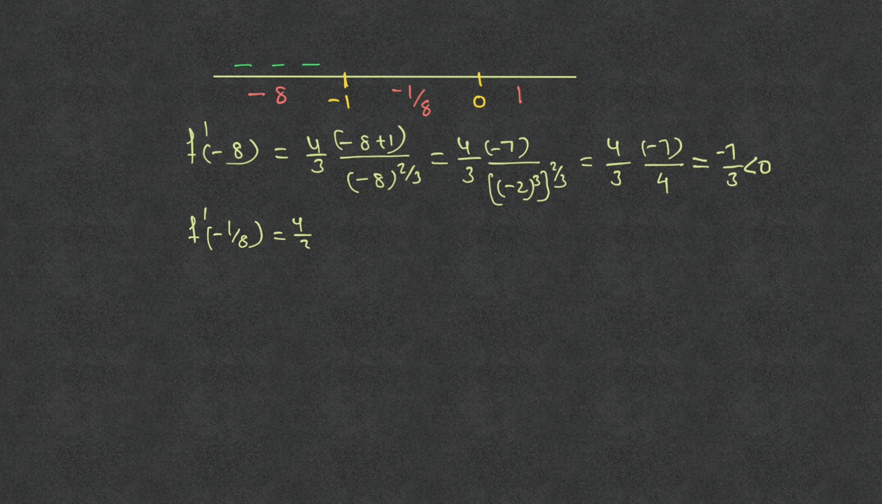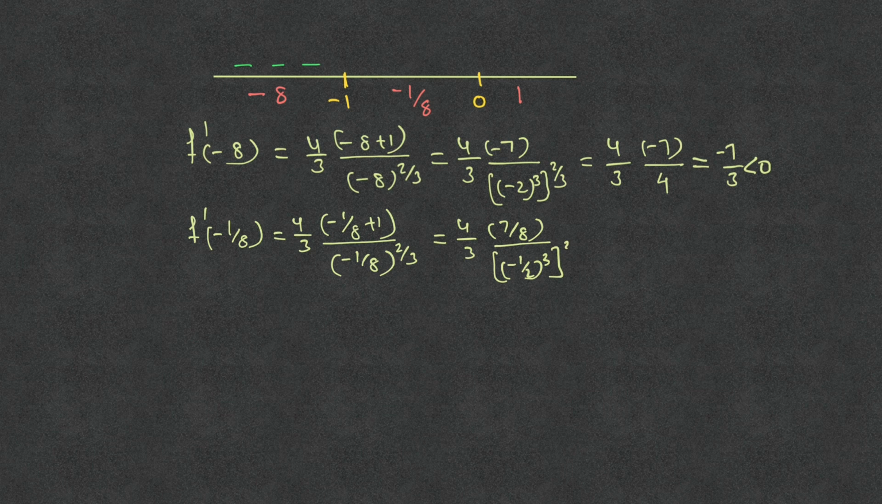Similarly, find f prime of negative 1/8, which is equal to 4/3 times negative 1/8 plus 1 divided by negative 1/8 to the power 2/3, which equals 4/3 times 7/8 divided by negative half cubed to the power 2/3, which is equal to 4/3 times 7/8 times 4, which equals 14 over 3, a positive number, meaning the function is increasing in the interval containing the test point negative 1/8.